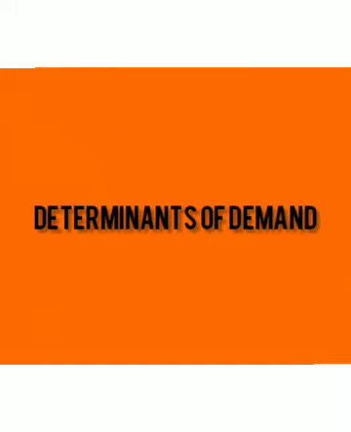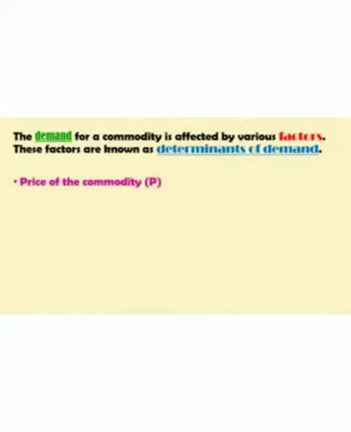Determinants of demand. The demand for a commodity is affected by various factors. These factors are known as determinants of demand. Let us now see what are those factors. First factor is price of the commodity. It is denoted by the alphabet P.